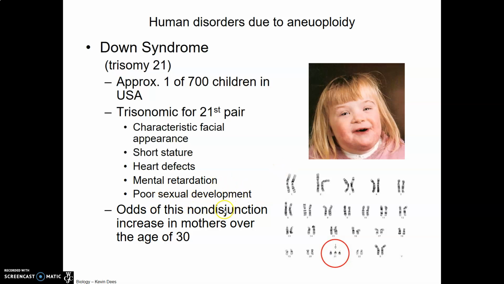Now, the odds of this nondisjunction increase in mothers over the age of 30, and this has to do with the way that female gametes are produced during embryonic stages, and then they are in a state of suspended animation from birth until puberty, when once every 28 days during the cycle, a new ovum can be produced that will actually continue meiosis. Until then, these cells are in this state of suspended animation. And over this length of time, these connections can become stronger. So the length of time after puberty has an effect on the probability of nondisjunction occurring.